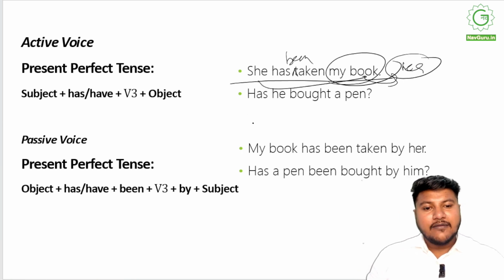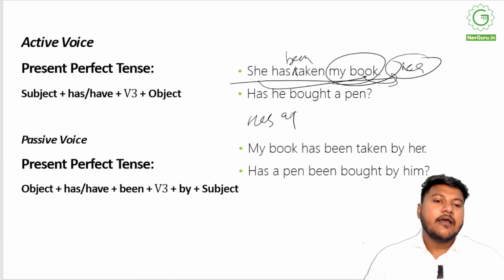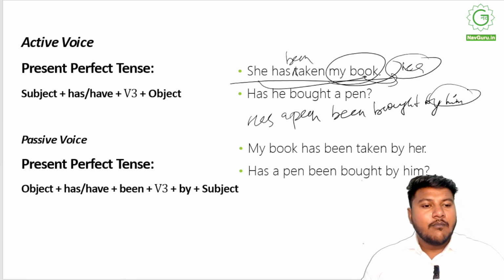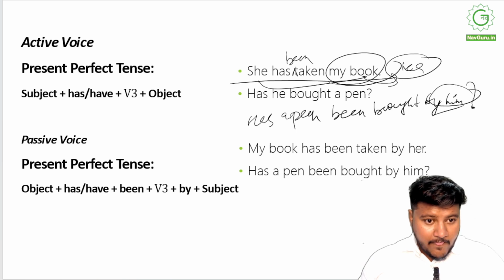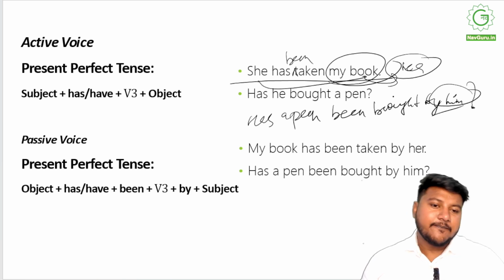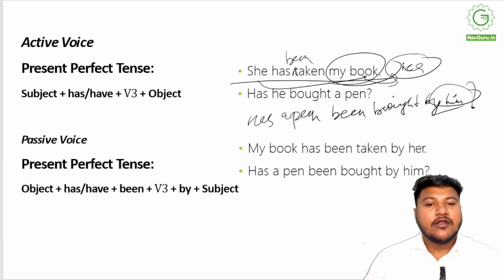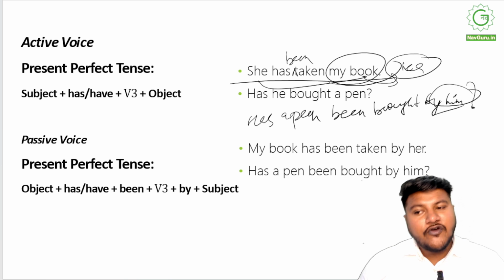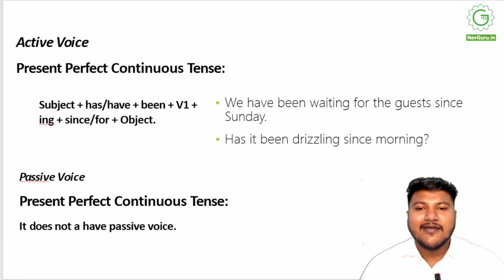"Has he brought a pen?" becomes "Has a pen been brought by him?" Bought remains the same: buy, bought. Change the subject and object, go for V3. It will remain the same. And that's how you do it.